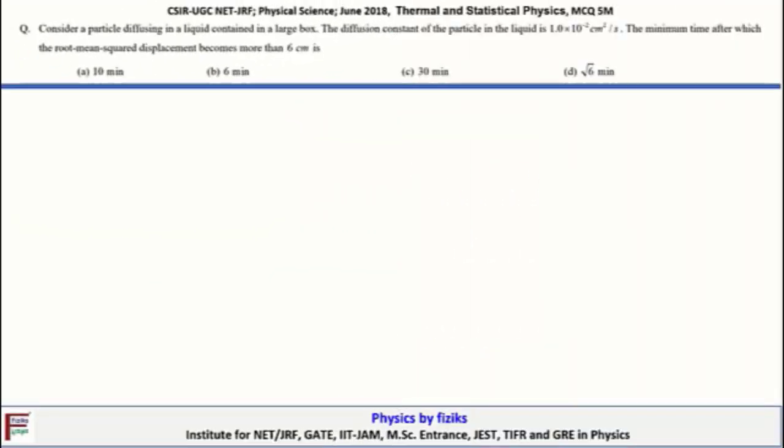So let's continue with the next problem. The statement is, consider a particle diffusing in a liquid contained in a large box. So that means we can treat this problem in 3 dimensions. The diffusion constant of the particle in liquid is given to us. The minimum time after which the root mean square displacement becomes more than 6 cm is.